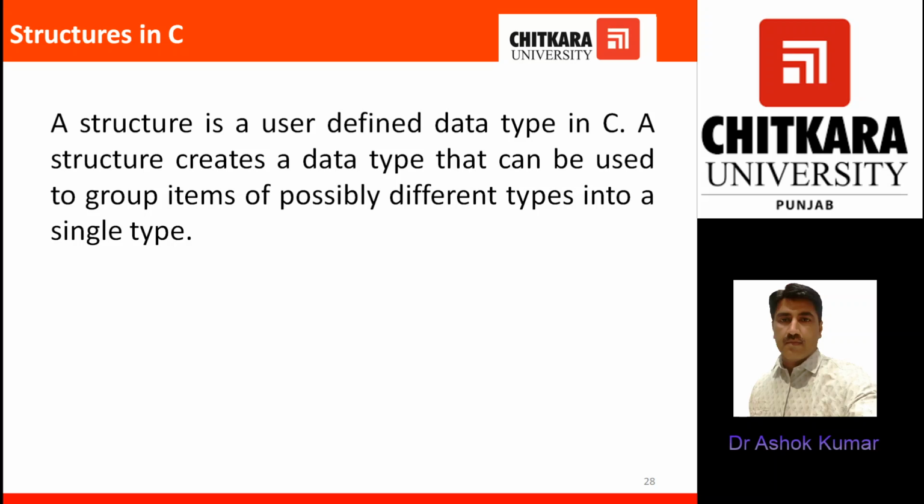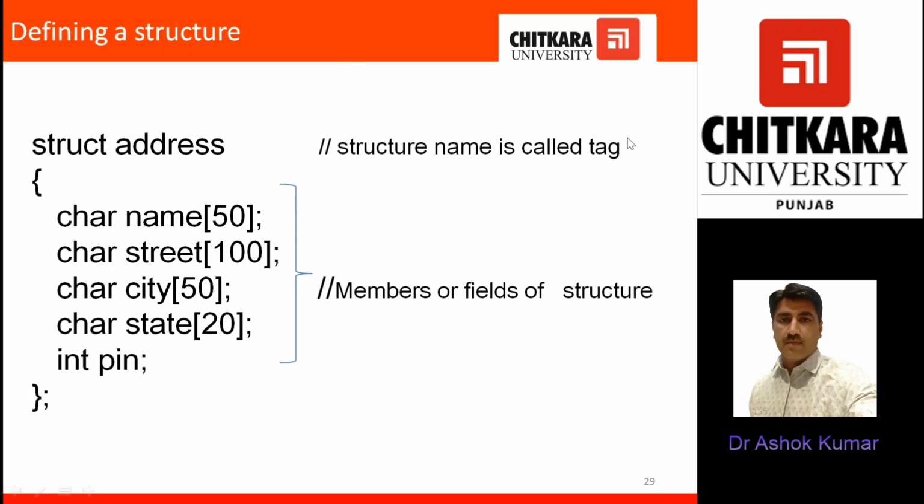How we can use a structure, that we are going to discuss in the next slide. First of all, if you want to group some items, some attributes, then you have to define a structure. How can you define the structure? First you have to use the keyword struct. After that you will use the name of the structure. It's called the structure tag or structure name. And then within the braces you will write the attributes of the structure.